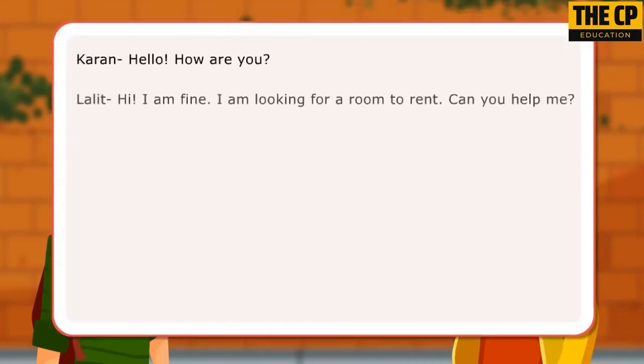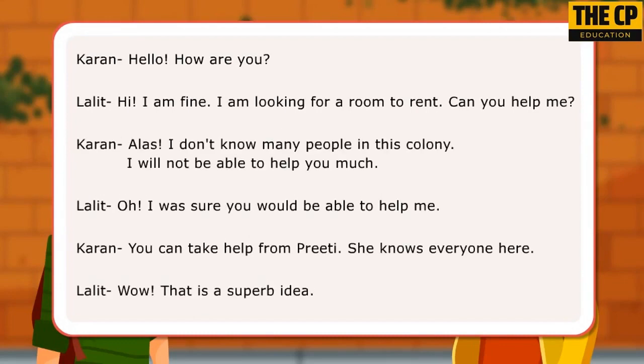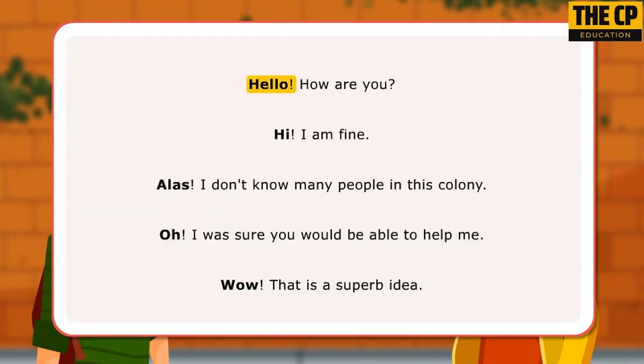In the dialogues, the boys have used words that express sudden feelings and emotions. The words hello, hi, alas, oh, wow are examples of interjections.